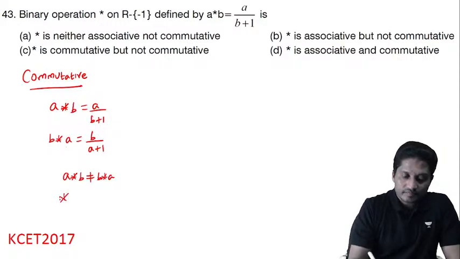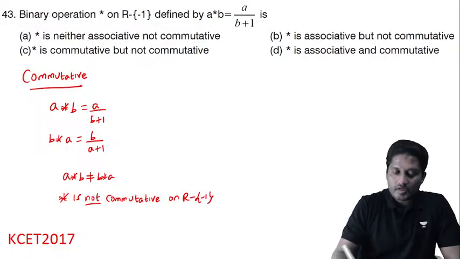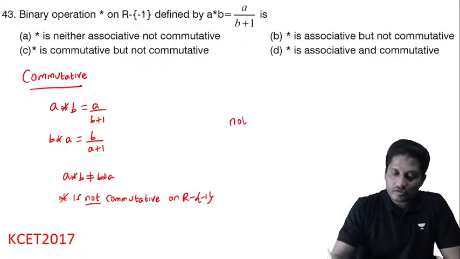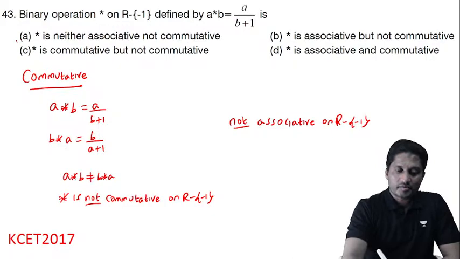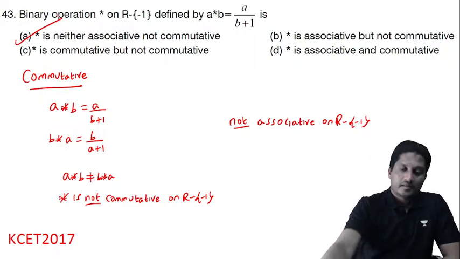So star is not commutative on R except minus 1. Right, if it is not commutative, then obviously it is not associative. No need to check for associative. So it is neither commutative nor associative on any real number except minus 1. Right, neither commutative nor associative. Answer is option A only. Question 43 is option A. Let's move to the next question.